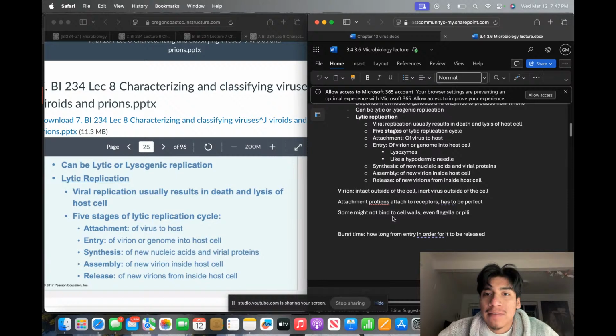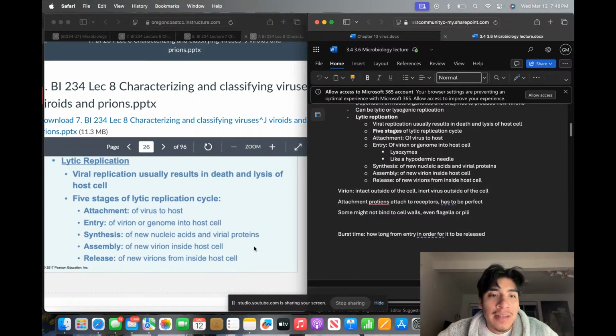Lytic replication is viral replication that usually results in death and lysis of the cell. So here are the five stages of lytic replication.